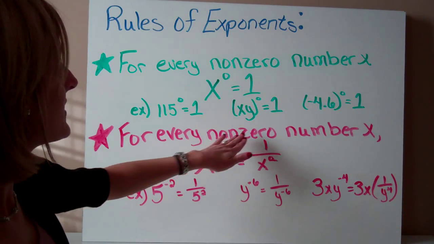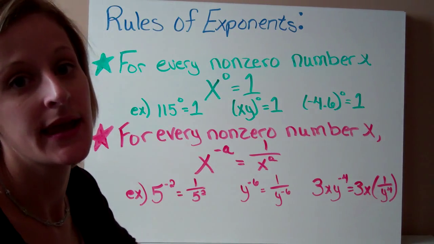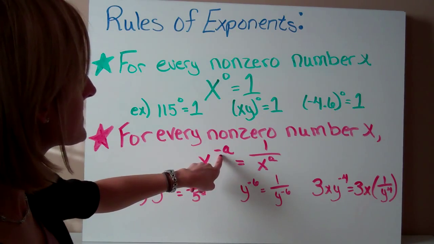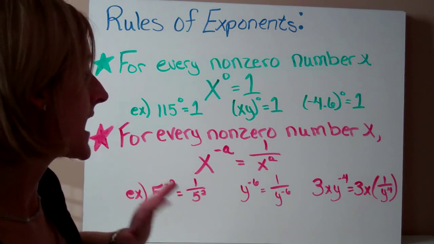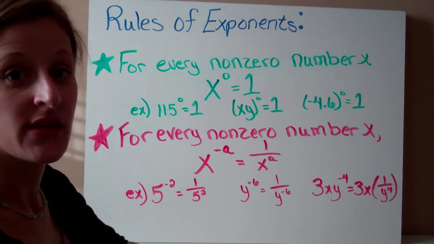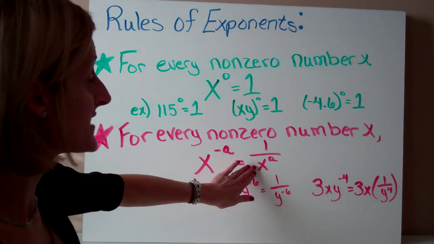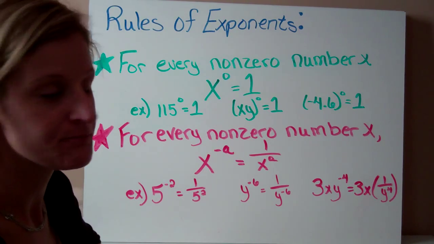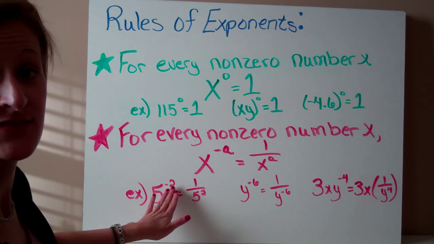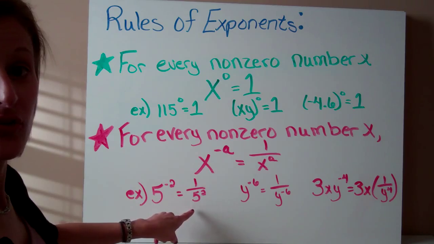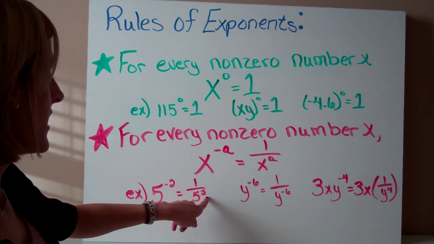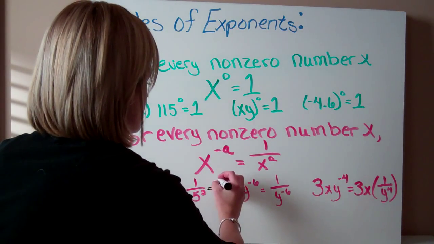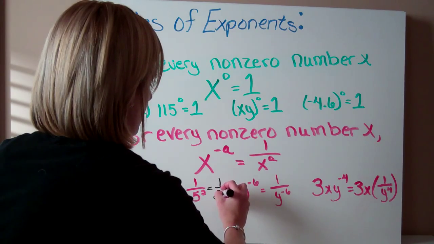Alright, next one. For every non-zero number x, any number that's not 0, if I have x to the negative a power, where a is any positive number, what I'm going to do is put that as a denominator, under 1, and then my power becomes positive. So for example, 5 to the negative second power, we're going to do 1 over 5 squared. Notice my negative exponent goes away. And we all know 1 over 5 squared is the same thing as 1 over 25.